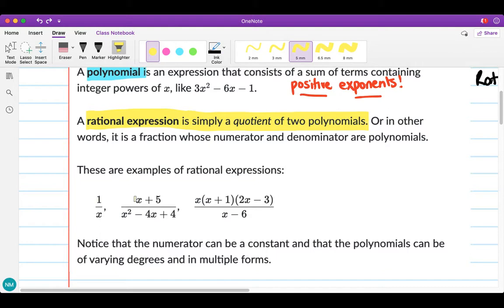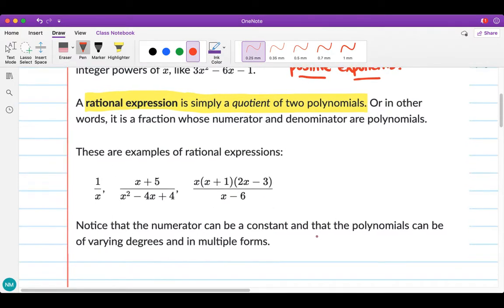So 1 over x plus 5, polynomial. x squared minus 4x plus 4, polynomial, right? This is a polynomial in factored form, right? If I expanded this out and FOILed it out, it would still be a polynomial. And then this is just a linear polynomial. So yes, these are a quotient of polynomials. Notice that the numerator can be a constant and that the polynomials can be of varying degrees and in multiple forms.